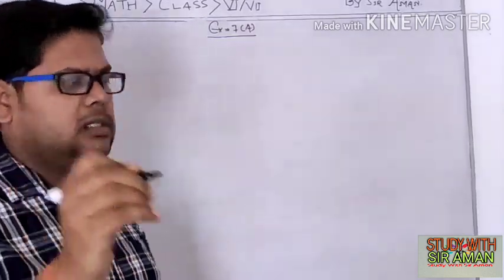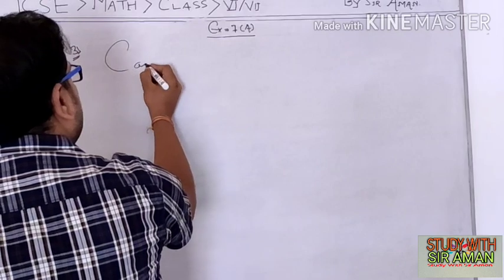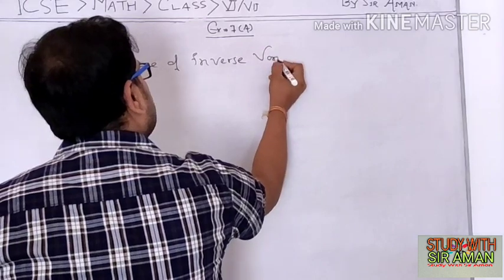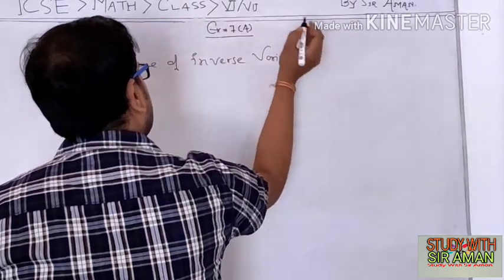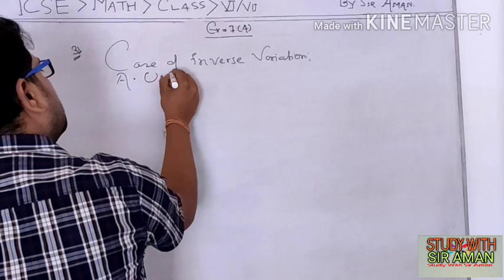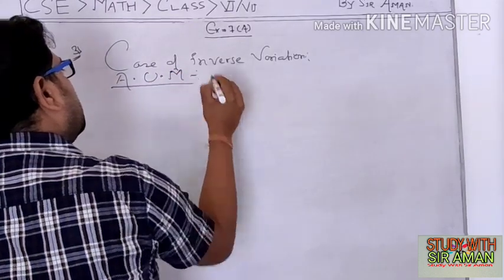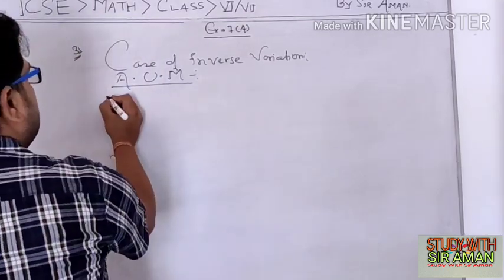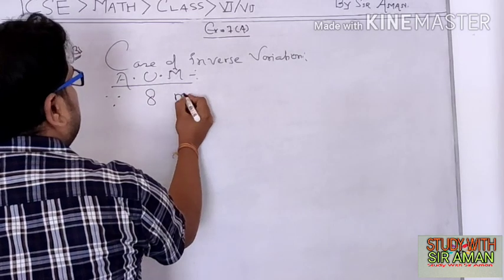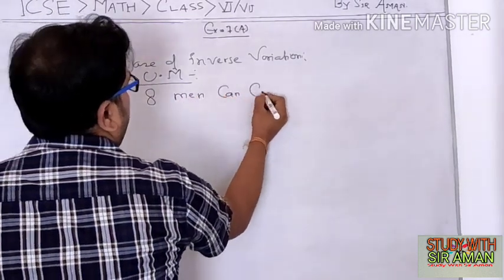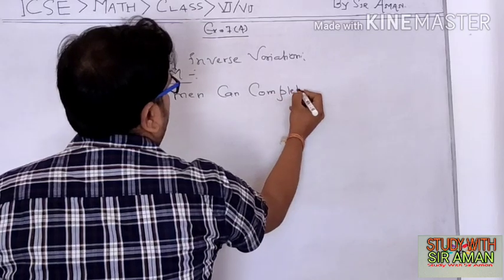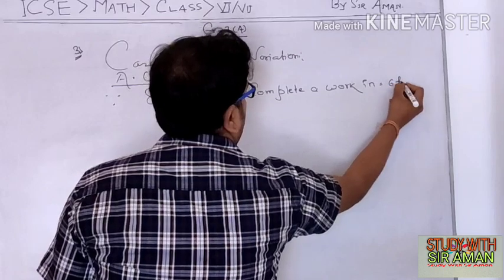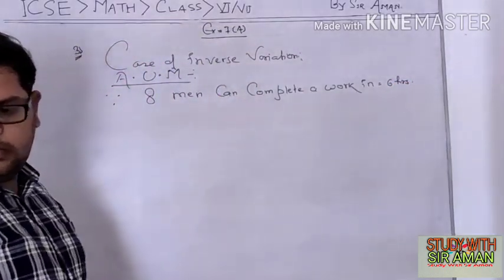How to write? First, case of inverse variation, applying unitary method. Same sentence we have to write. Since 8 men can complete a work in how many hours? 6 hours.